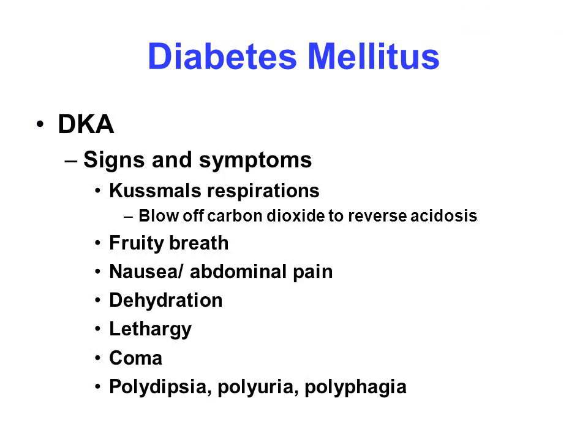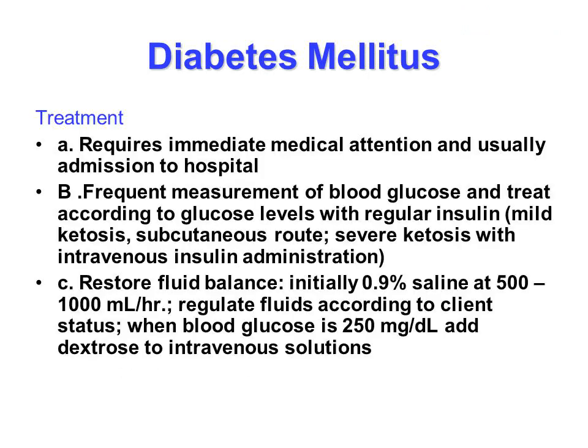Diabetes mellitus DKA signs and symptoms: Kussmaul respirations, blowing off carbon dioxide to reverse acidosis. Fruity breath. Nausea and abdominal pain. Dehydration. Lethargy. Coma. Polydipsia, polyuria, polyphagia.